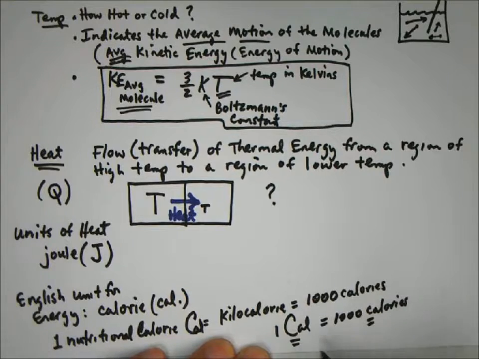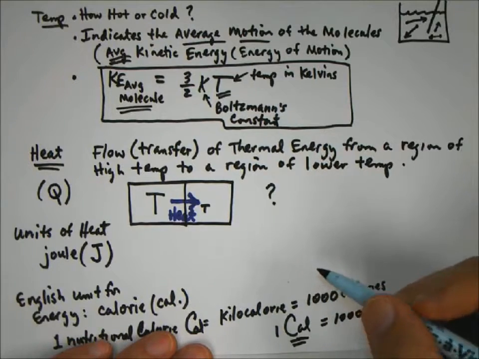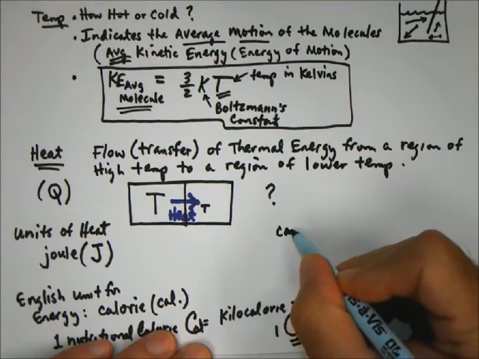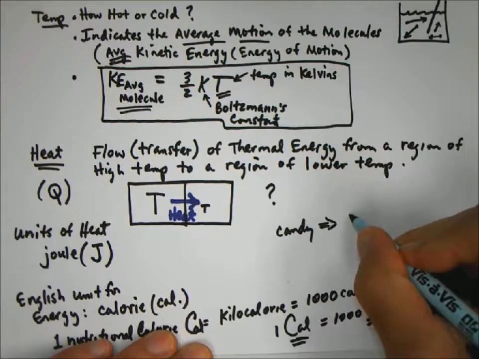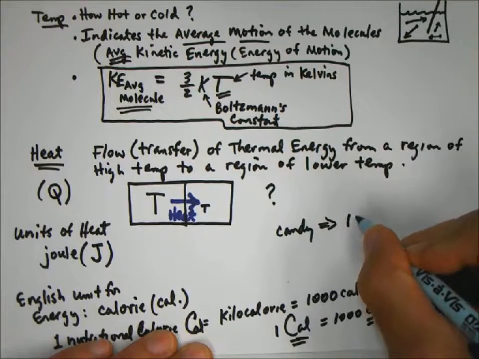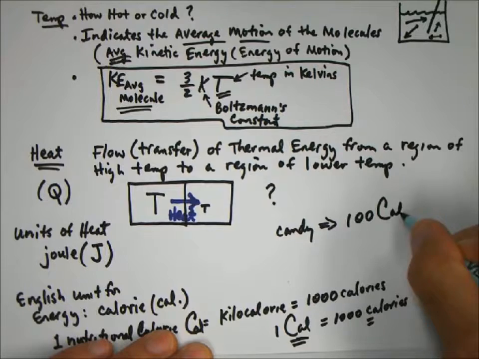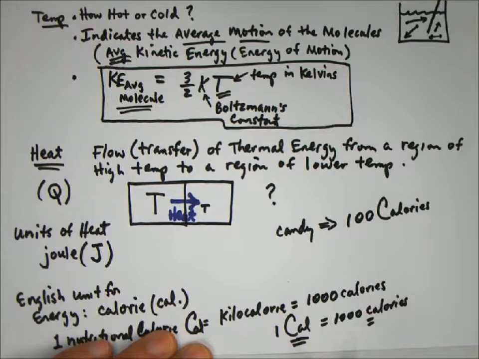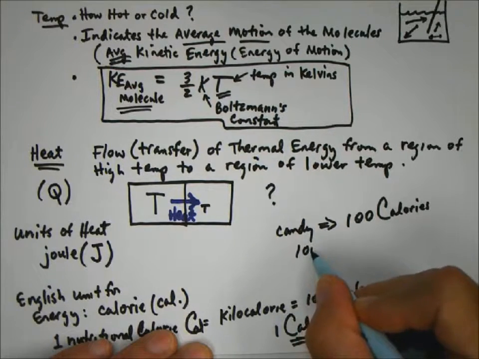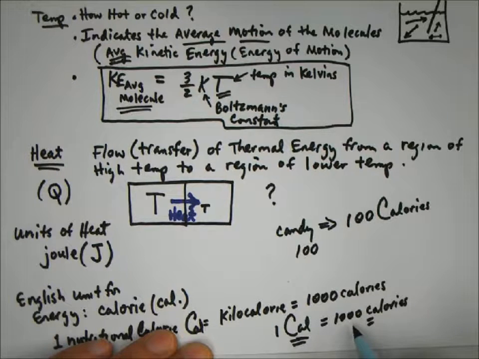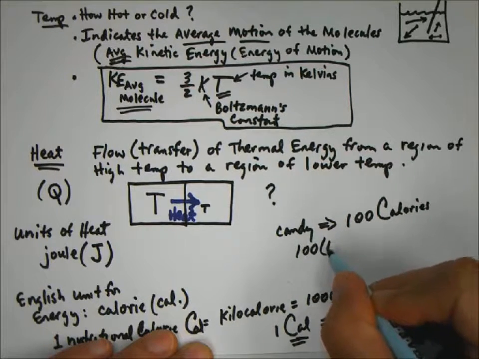Alright, so what does that mean? Let's say there's a candy bar, or a piece of candy, and the label on the back says that there are 100 big C calories, or nutritional calories. How many little calories of energy are stored in that piece of candy? Well, that'd be 100 big calories, and each big calorie is 1,000 little calories, so we have to multiply by 1,000. So that's equal to 100,000 little calories.